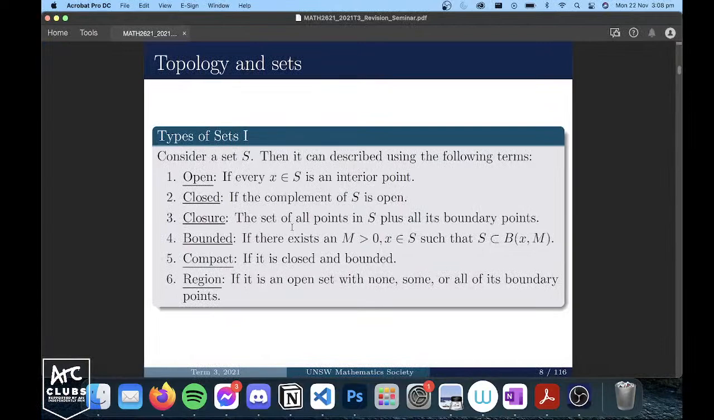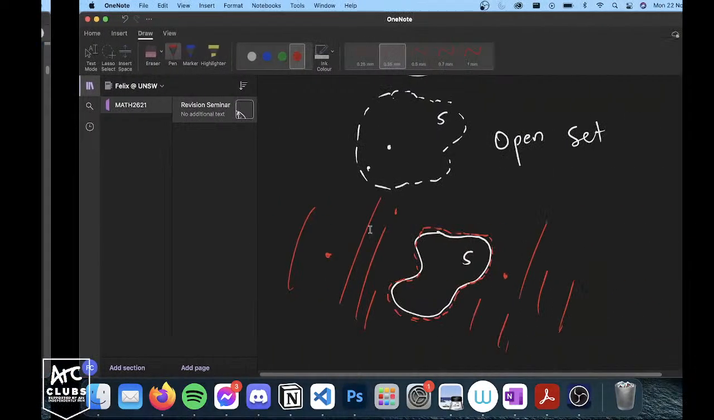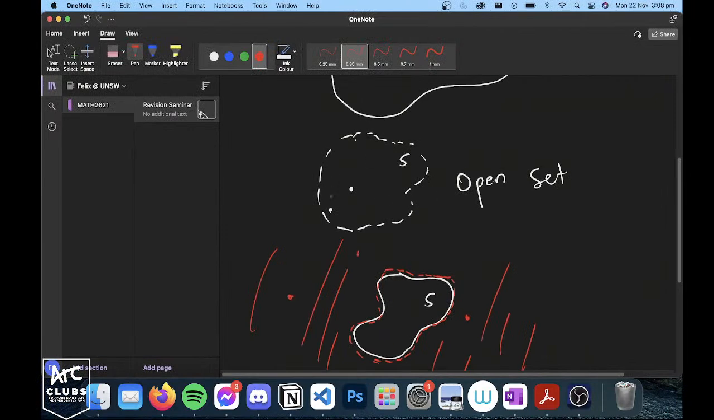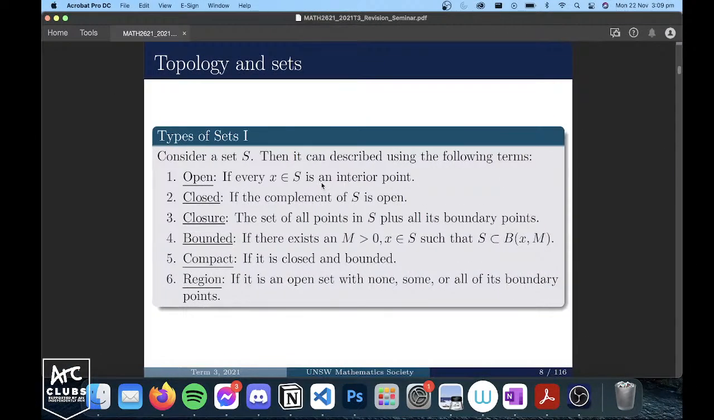And then we have a closure. So the set of all points in S plus all of its boundary points. So that's just saying, okay, if we have this open set and we add its boundary points, I'll denote it by the red color, like this. Then basically if we have red plus the white here, that's the closure. Okay. Hope that's straightforward.